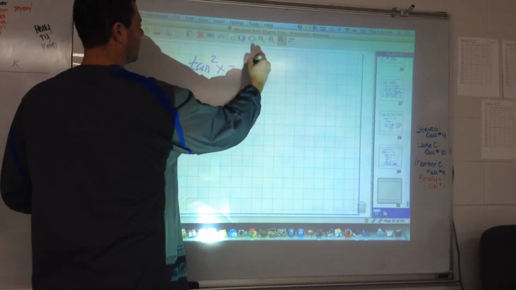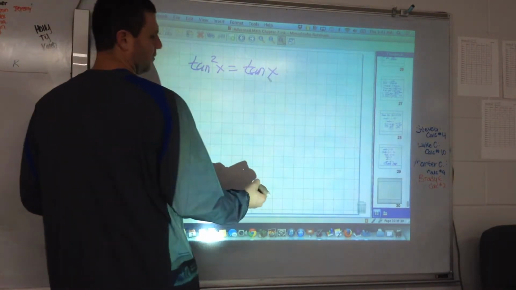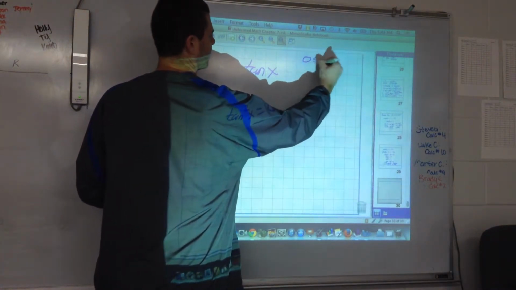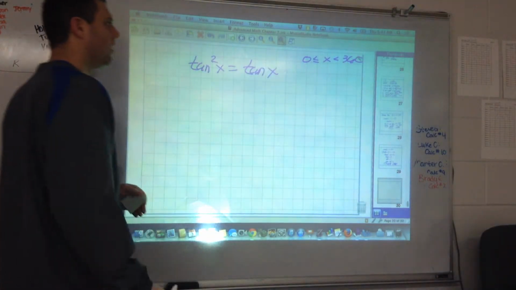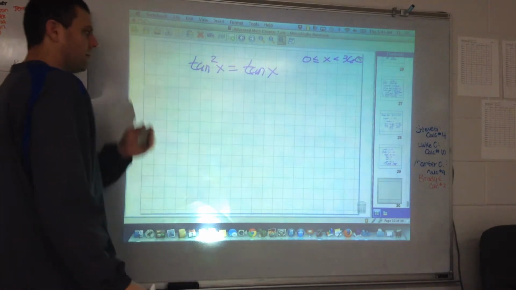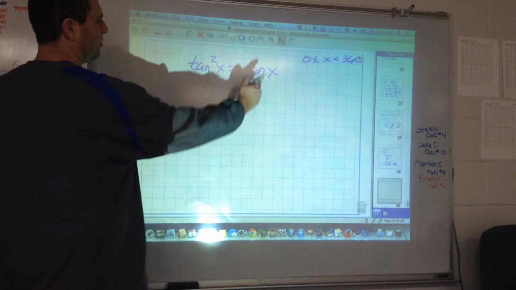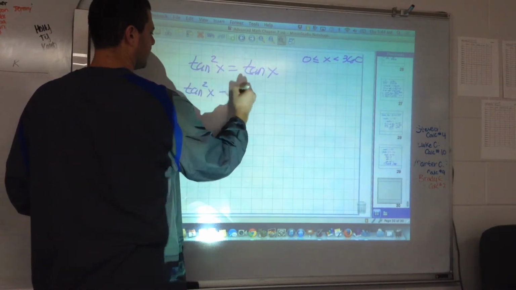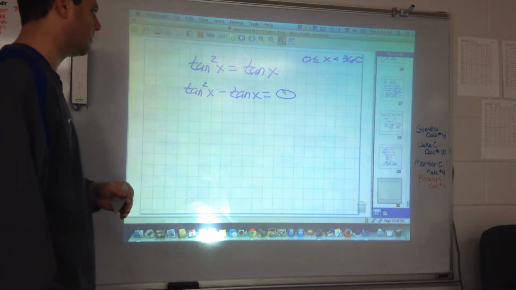Tangent squared x equals tangent x. Let's just solve for, again, let's just go 0 to 360. Let's use degrees this time. All answers between 0 and 360. When you see a problem like this, you don't have anything set equal to 0, so I would move this over here to this side so I can get it set equal to 0. Because if you get things set equal to 0, usually they are factorable.